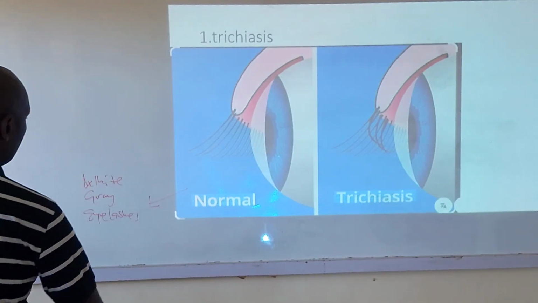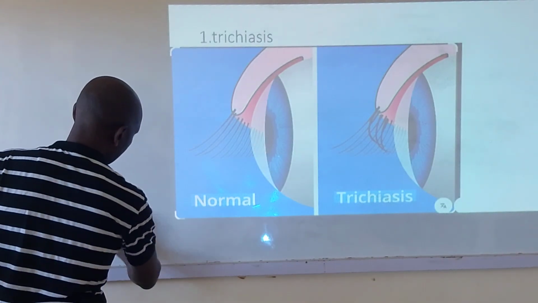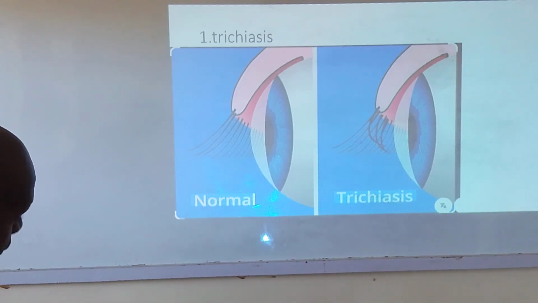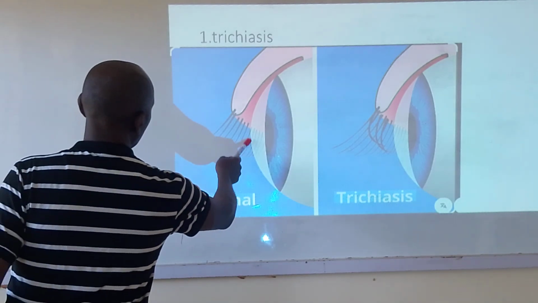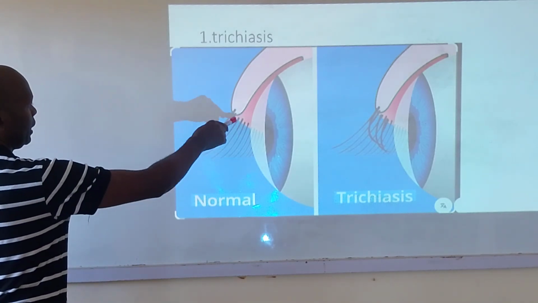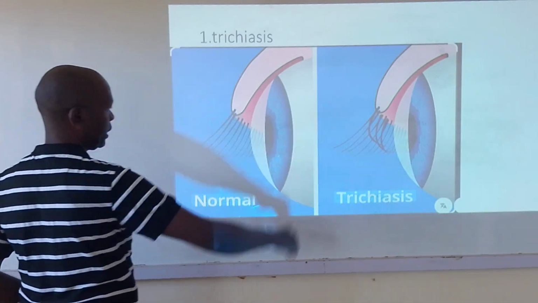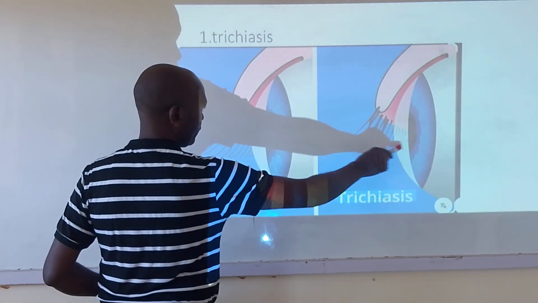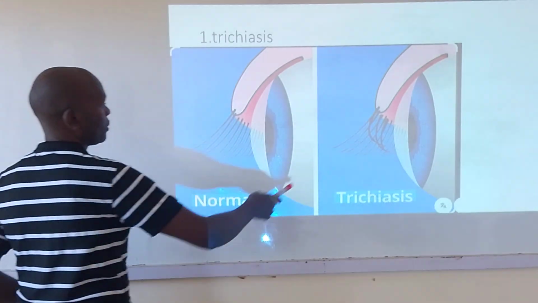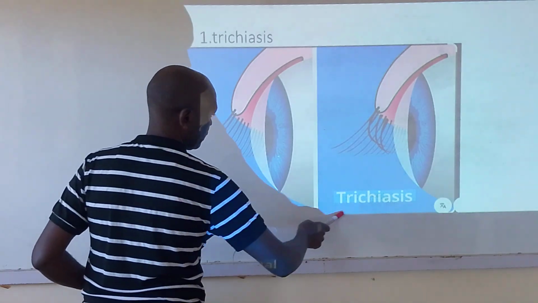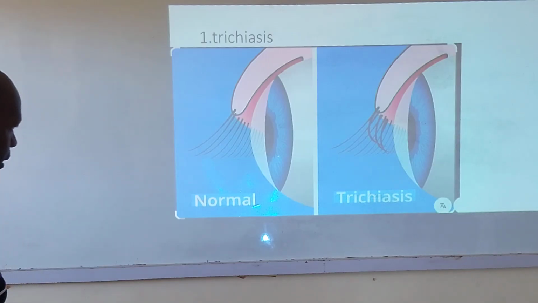So this is just a diagram to illustrate trichiasis. This is the normal growth of the eyelashes. But when you look here, some are growing in a normal way, others are folding towards the eyeball. So when they fold towards the eyeball, the condition is known as trichiasis.